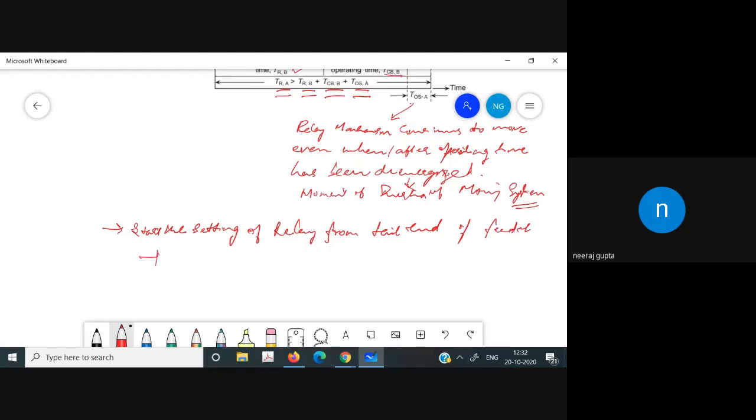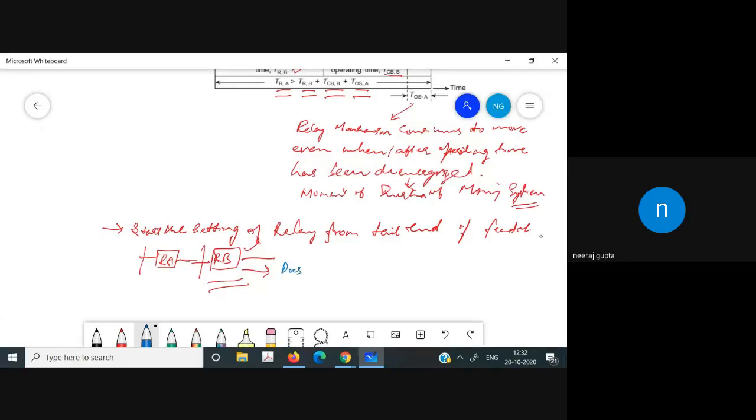It means that we have relay A here, then we have relay B here. So we start the setting from this relay, that is, the tail end of the feeder. Because, as we have discussed already, this relay RB can be made to operate without any delay. So it does not have to coordinate with any other relay.